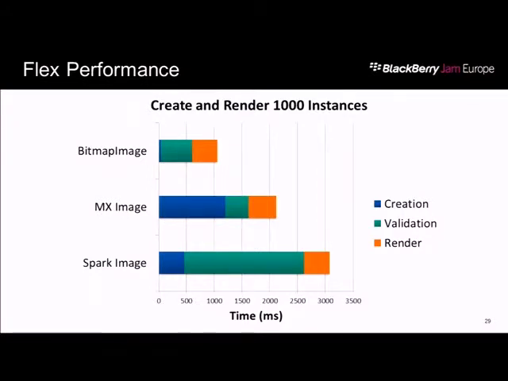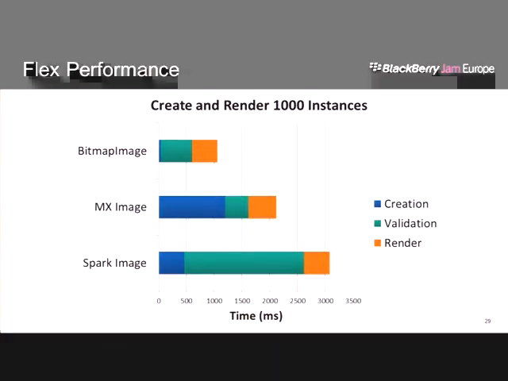In a simple test, building 1,000 instances of a test image, measuring the time of creation, validation, and render, you can see here different comparisons about loading. Of course, bitmap image is the simplest and has the best performance when you use it. And MX image is for Flex 3. In Flex 3, the set of components is called MX, and Spark is for Flex 4. And here you have a comparison between these.